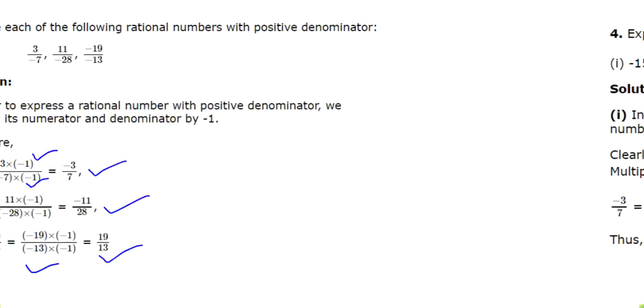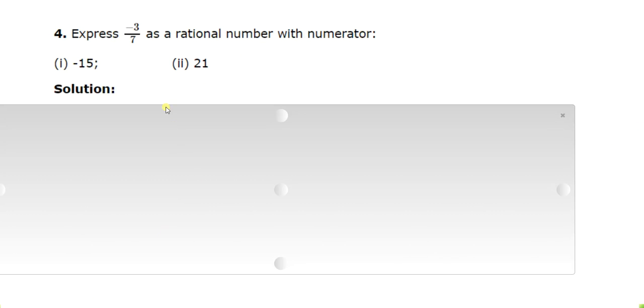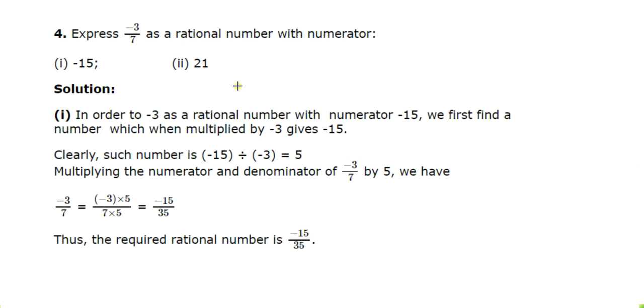Let us just solve the last question, which is based on the properties of rational numbers. It says, express minus 3 upon 7 as a rational number with the numerator minus 15 and the second subpart says 21. So how can I make my numerator minus 15? As of now, in the given number, my numerator is minus 3. So I have to recall the properties of integers also for that. So by which number should I multiply minus 3 so that I get minus 15? So the answer for that will be 5.